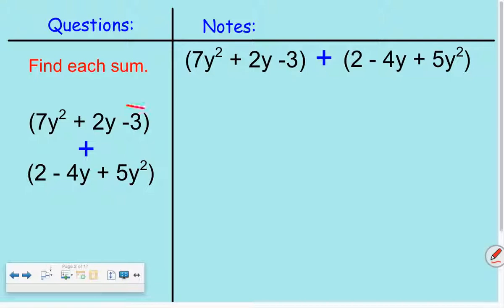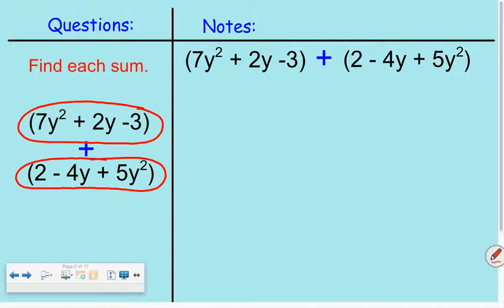So this right here is something called a polynomial. A polynomial is numbers, variables, or the product of numbers and variables grouped together with addition and subtraction. So each one of these is a polynomial, and then we're going to add them together. In order to add polynomials, we can only combine terms that are alike. So terms that are alike have the same variable or the same variable and the same exponent.